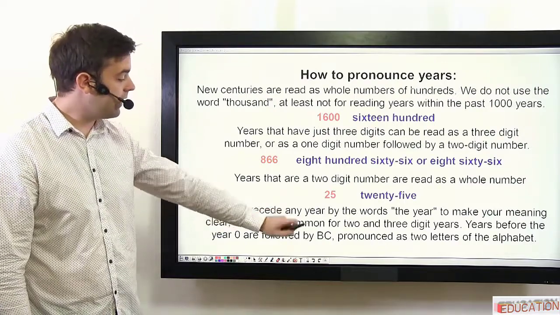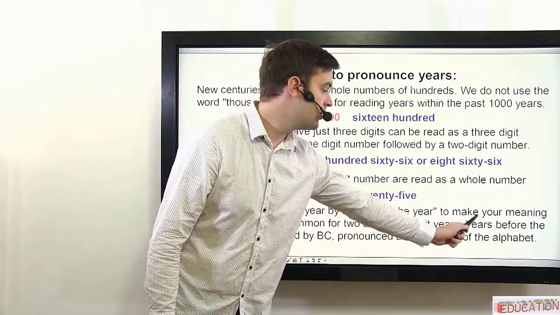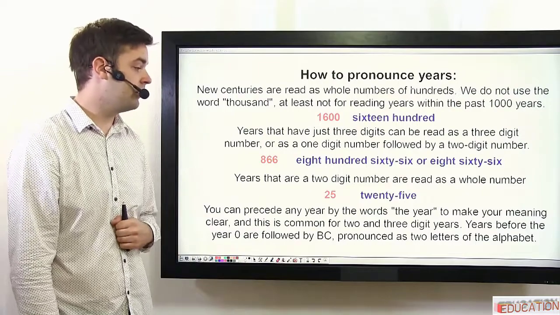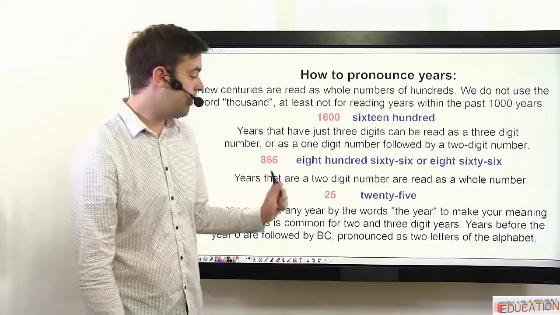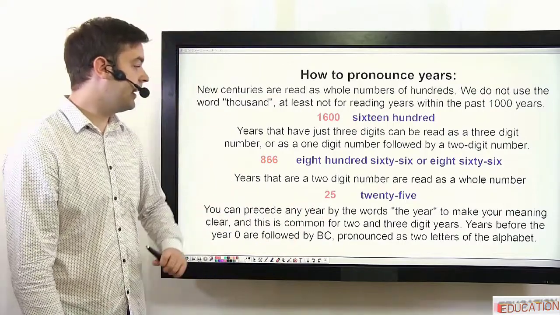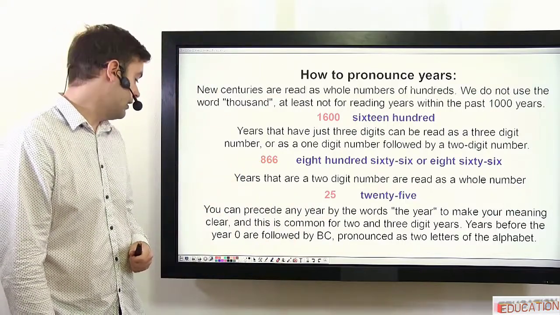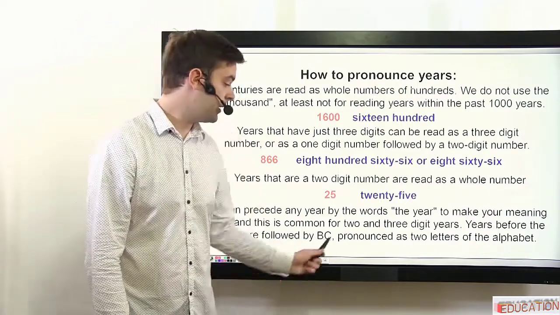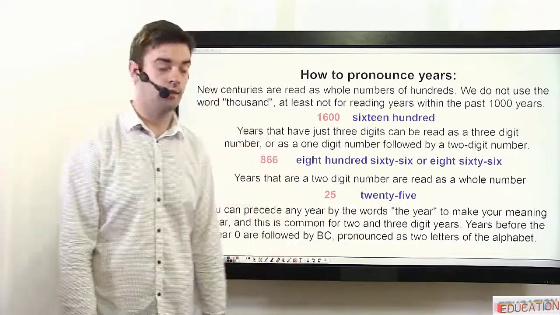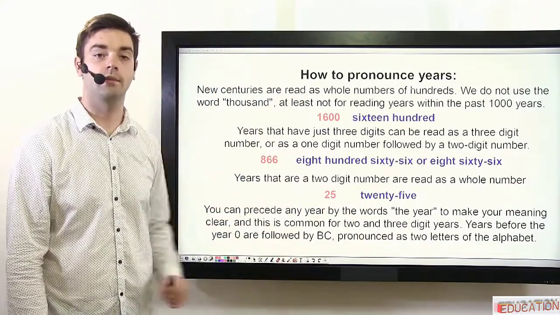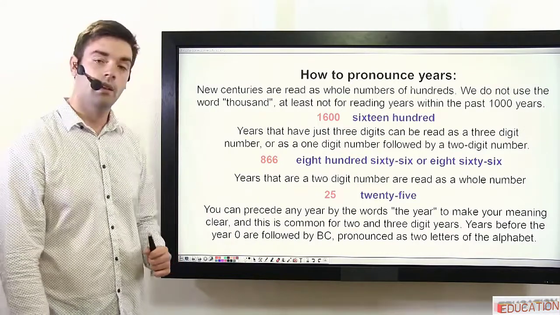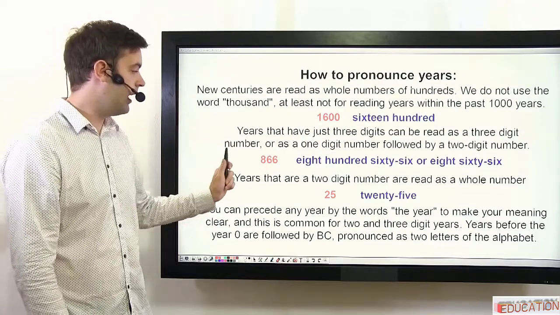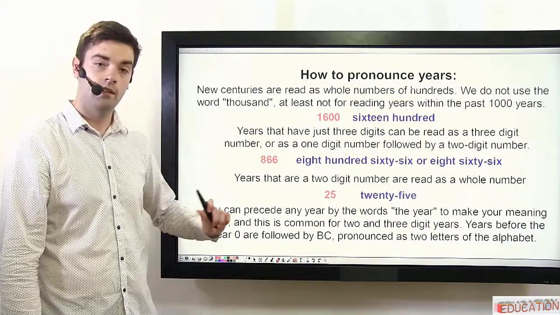You can precede any year by the words "the year" to make your meaning very clear. And this is common for 2- and 3-digit years. For example, you've got the year 25, the year 866. Years before the year 0 are followed by BC, and you pronounce this as 2 letters of the alphabet. So just BC. So we've got 1600, the year 866, the year 25.